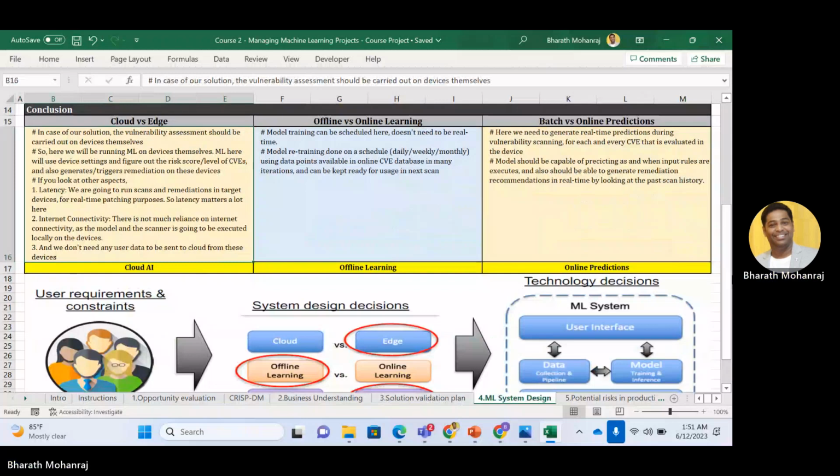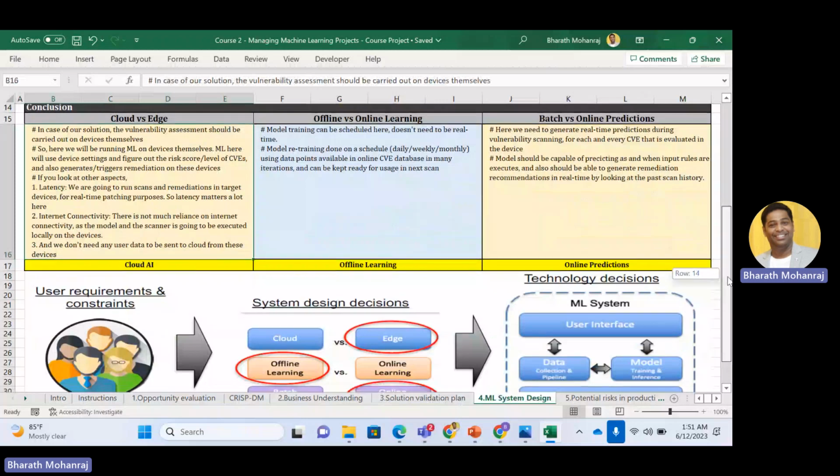And in the case of offline versus online learning, our solution is going to be using past scan history. So we can have some amount of work already done before the scans and have it ready and apply it at the time of scanning. So offline learning is going to be the preferred approach.